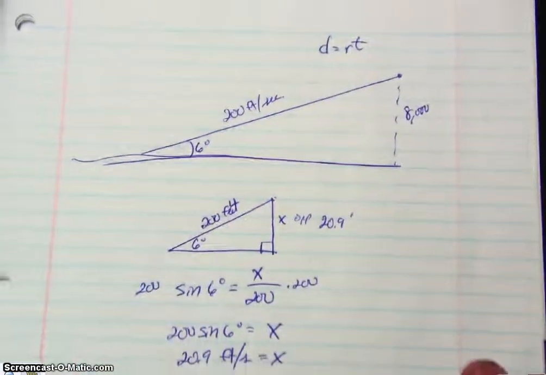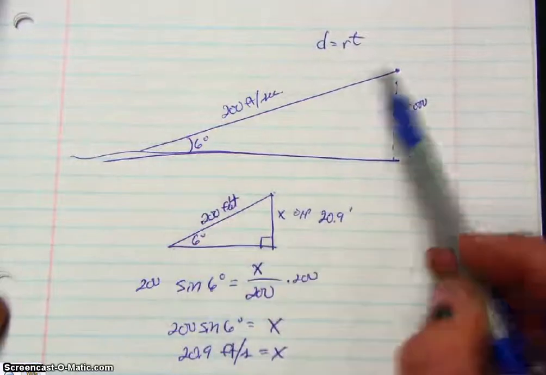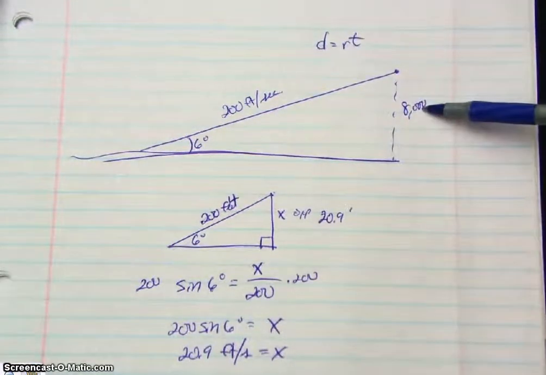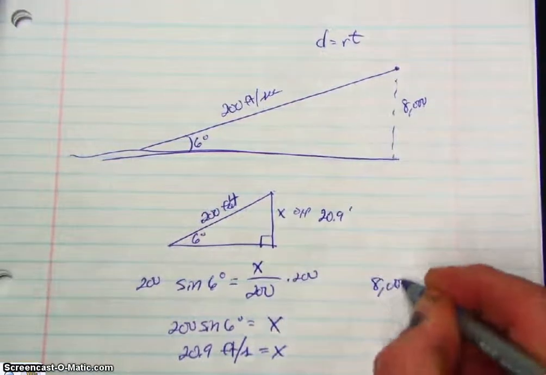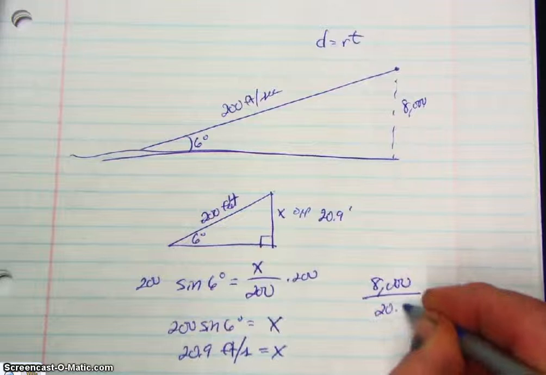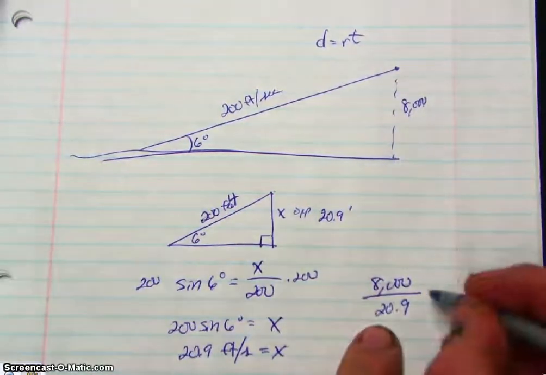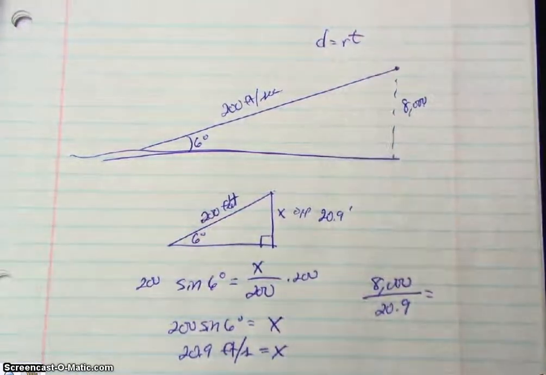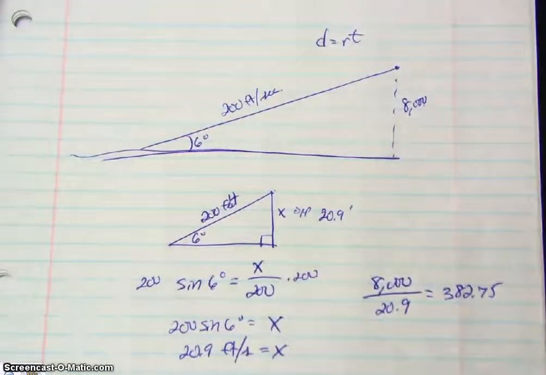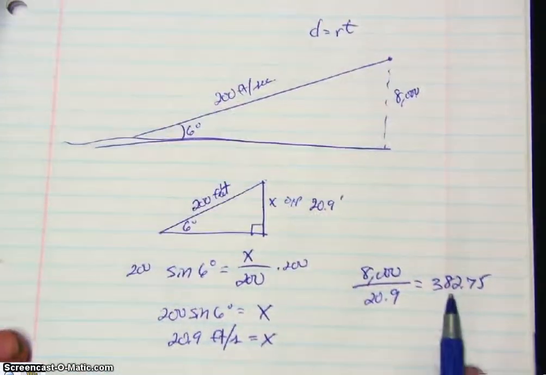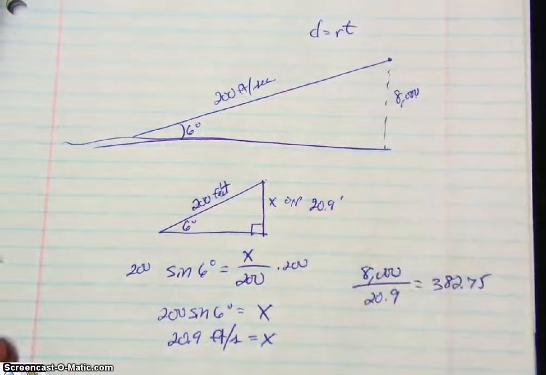What I need to find out is how many seconds, or in this case how many minutes, it will take to get to 8,000 feet high. Well, if I take 8,000 feet and divide by 20.9 feet, because this is per second, this will tell me how many seconds it takes. When I divide, I get approximately 382.75. So it takes 382.75 seconds to reach the altitude of 8,000 feet.